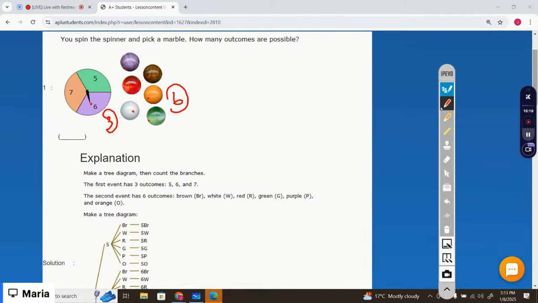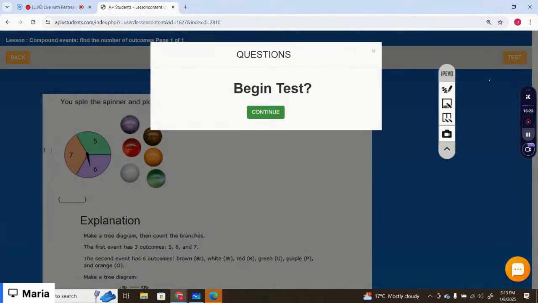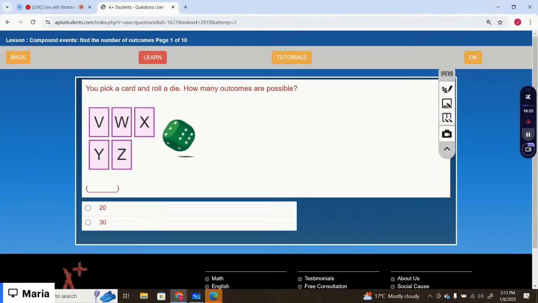Let's just start with the test questions. Let's see how we calculate the total outcomes for the compound events.